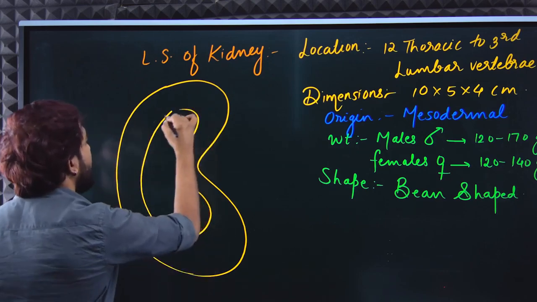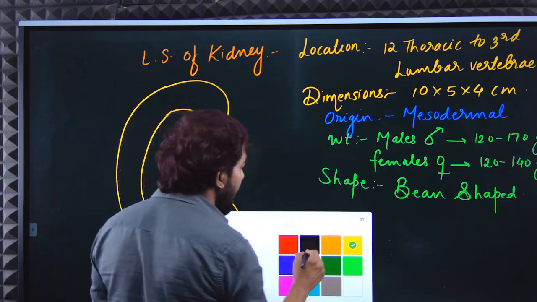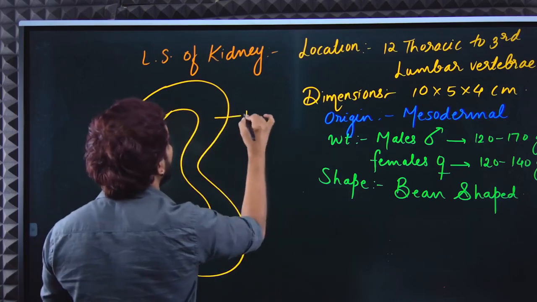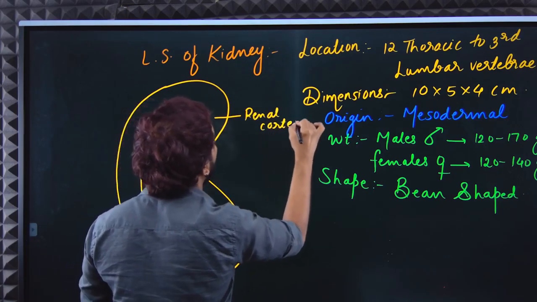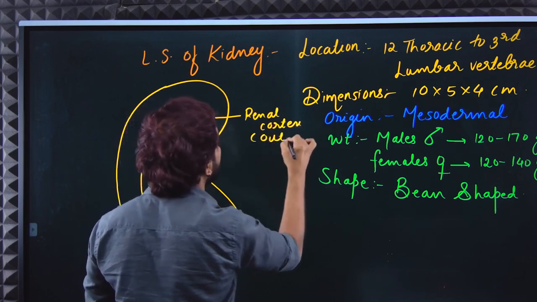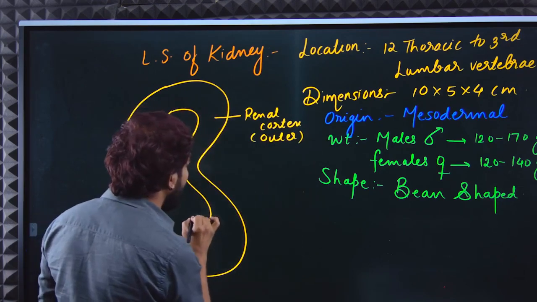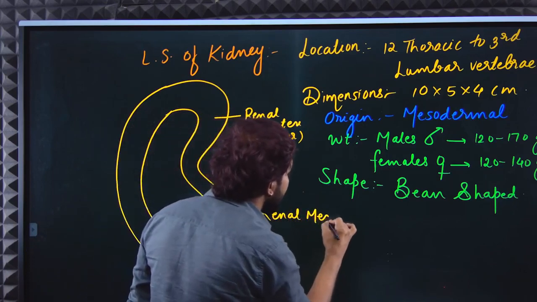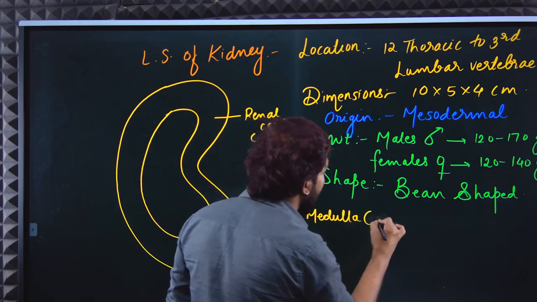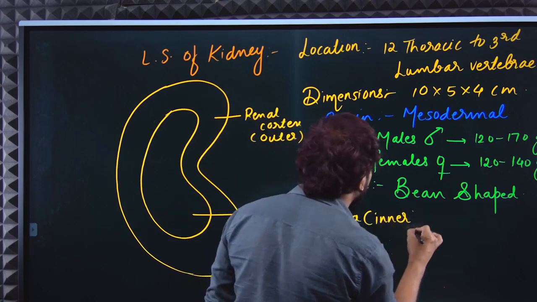The outer area is called renal cortex. This one is the outer area. The inner area is called renal medulla. This one is the inner area.